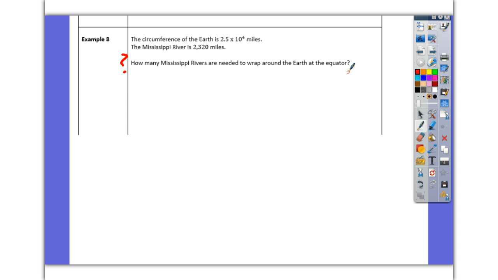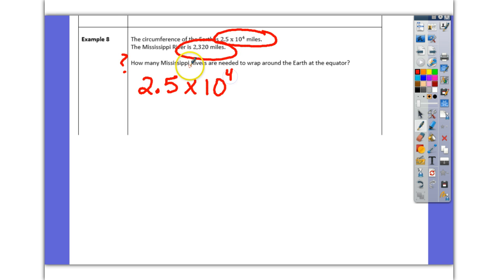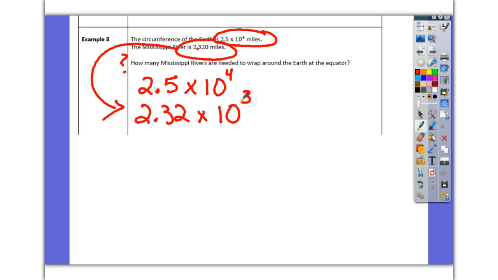So like we talked about earlier, we have to get them either both into standard form or both into scientific notation. So I'm going to show you both ways again. Take this one, 2.5 times 10 to the 4th power. Then, if I change that into scientific notation, it will be 2.32 times 10 to the 3rd power. All right.